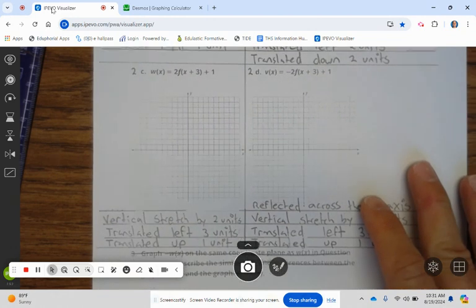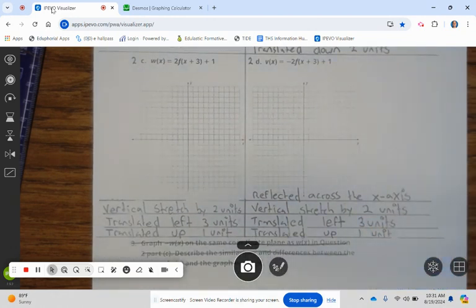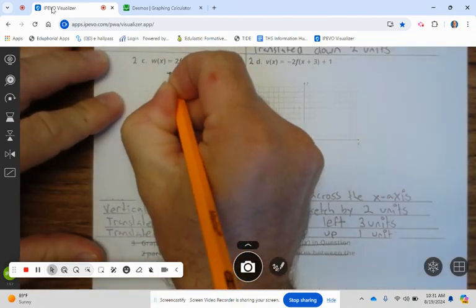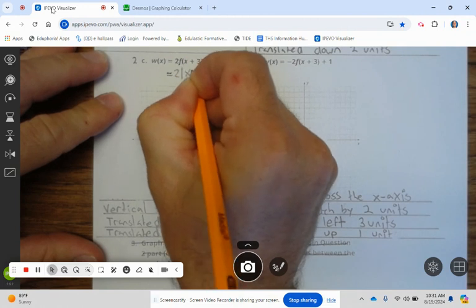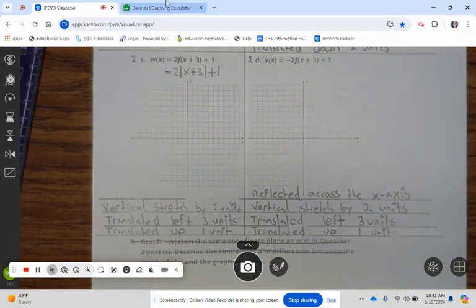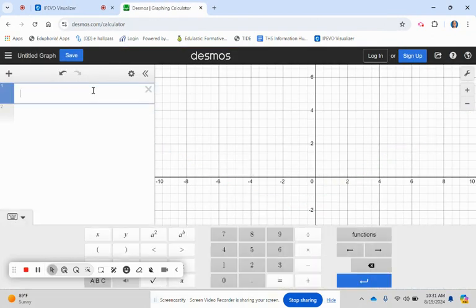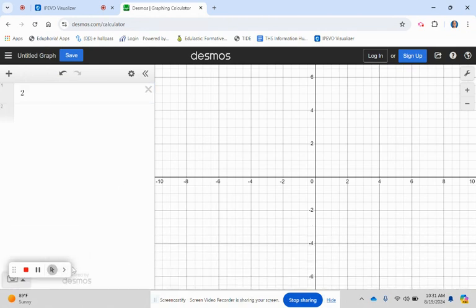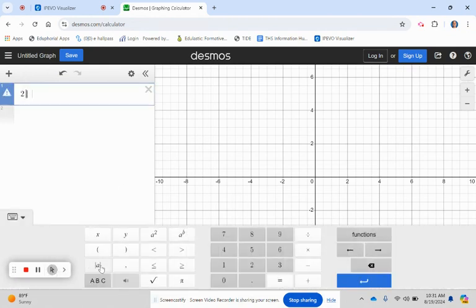Let's take a look at 2c. So w of x equals 2 times f of x plus 3 plus 1, which can be rewritten as 2 times the absolute value of x plus 3 plus 1. Let's go ahead and graph that in Desmos. So that's w of x equals 2 absolute value x plus 3 plus 1. All right, let's see if we can get our points.